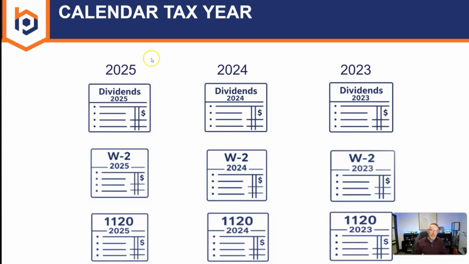So when they're aligned in the calendar year, what happens is the 1120 tax form kicks out the 25 W-2 and possible dividends in the same year. So you see a 25 1120, you see a 25 W-2 and dividends that all line up exactly to the 1120 because they're in the same year.